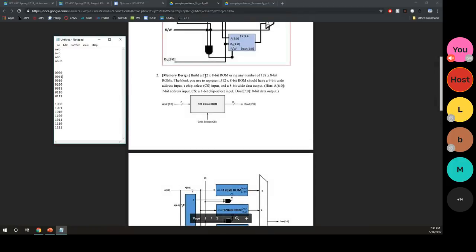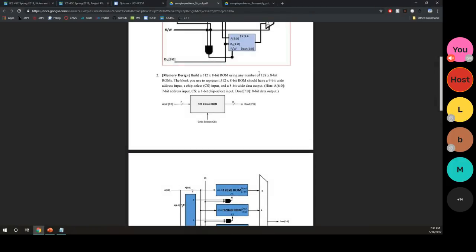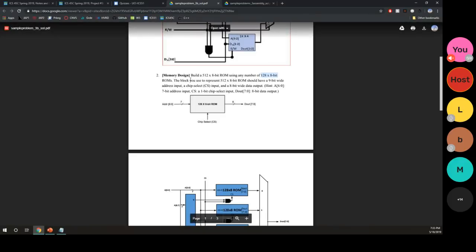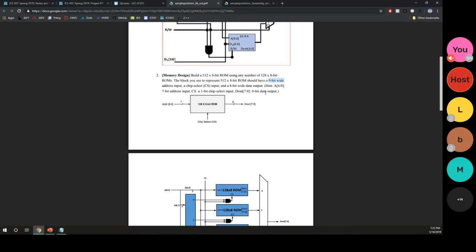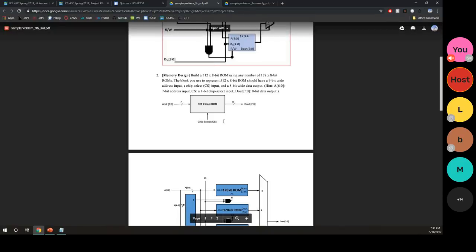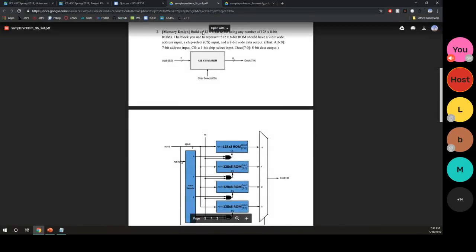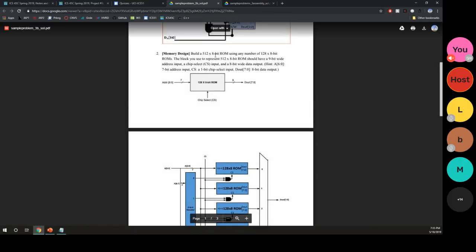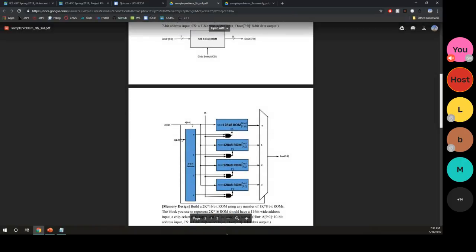So the problem says build a 512 by 8-bit ROM using any number of 128 by 8-bit ROMs, right? And it even tells us it should have a 9-bit wide address. From there, we can just build up to a 512 by 8-bit. Luckily, because it's 8-bit, we don't have to expand horizontally. But when we expand vertically, we use that as just expanding the first number. So to go from 128 to 512, we need to have 4 128s. Does that make sense?